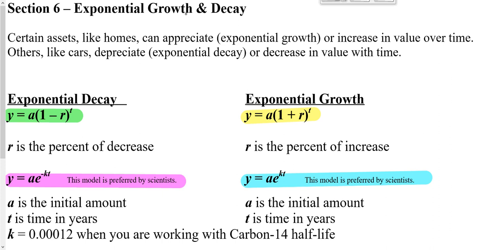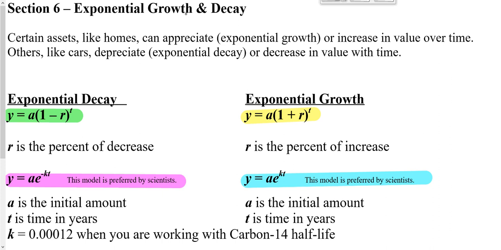Now, in all of these, A is your initial amount, and Y is your final amount. T is often in years, but not always. You'd have to read in the context of your problem if they're talking minutes or hours or something like that. But T is always some form of time.